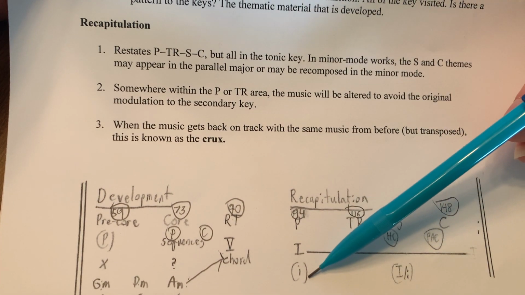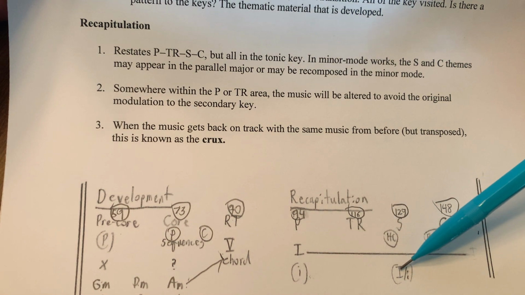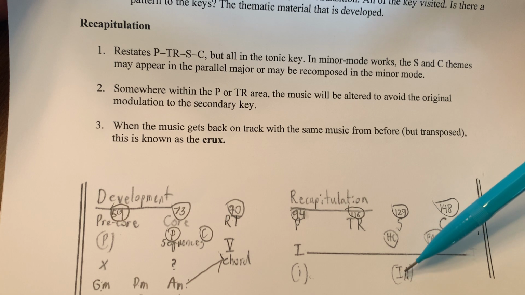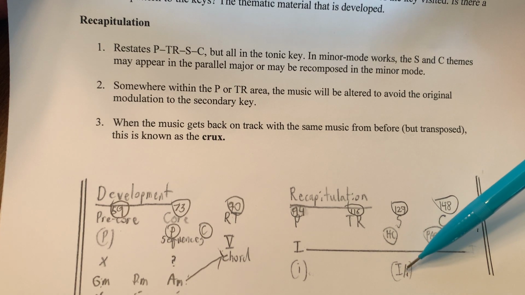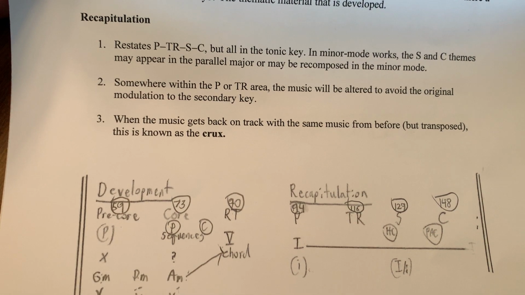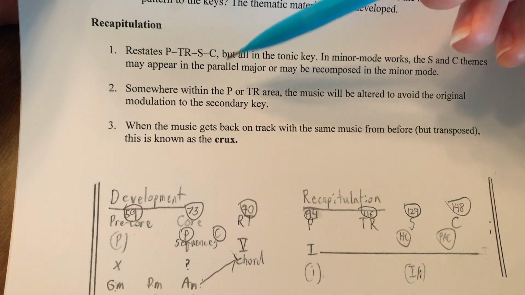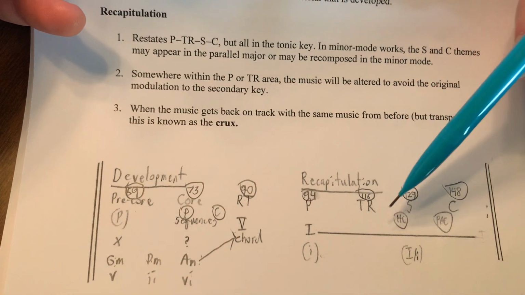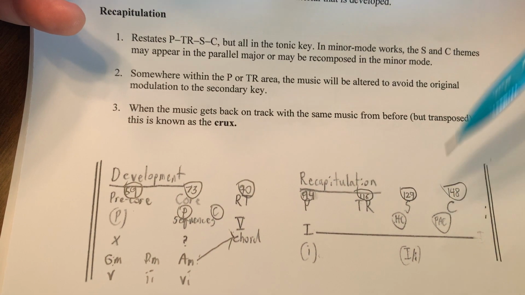If you have a minor mode work, when you get to S, you could also have it in the parallel major. So either goes to the parallel major one or to the minor one. If it's the minor one, you'll notice that actually that involves recomposing the music from the exposition, because that music's usually in a major mode, so it's kind of like a tragic option. All right, where was I? Now, this is all very predictable. We're gonna get the same half cadence before S, the same PAC before C.